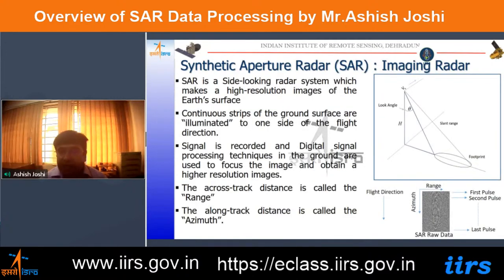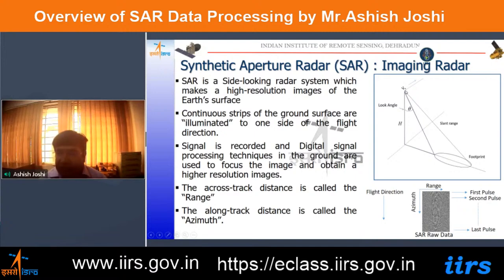Now coming to the synthetic aperture radar. A simple radar will not produce images. To obtain images, we use the synthetic aperture radar, which uses the concept of the synthetic aperture. Synthetic aperture radar is also called imaging radar, because it generates a two-dimensional image. A simple radar is not able to form a two-dimensional image. So what is SAR? SAR is a side-looking radar system which makes high resolution images of the Earth surface.